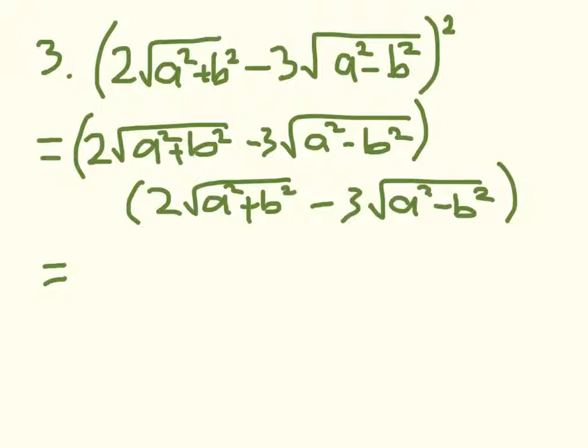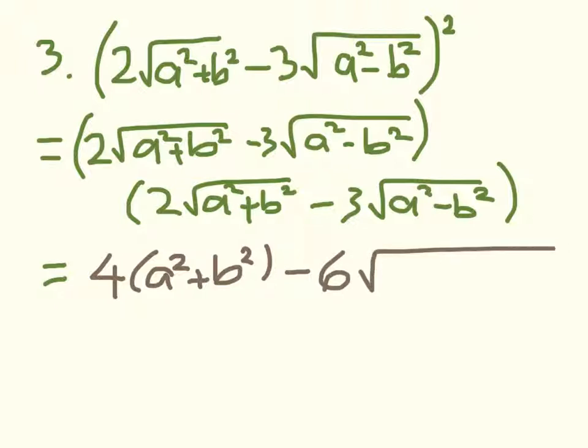So we're going to do FOIL again, and that first term expands to 4 times a squared plus b squared. So that's very nice. The outer terms, I get minus 6. Let's have a look at this. We've got a squared plus b squared times a squared minus b squared. Right, so you might already be spotting that there's a difference of 2 squares pattern in there, which is going to be lovely. And then we've got that again.